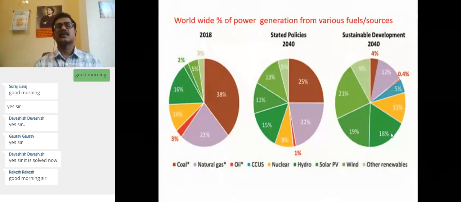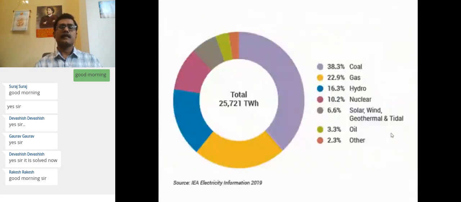So that is the worldwide percentage of power generation for the various sources and various fossil fuels. That is another representation of some similar facts. These are the recent facts, compiled at the end of 2019, and we can see some similar trends.